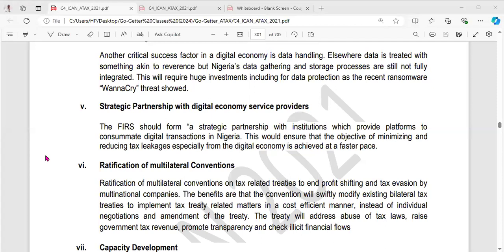Normally, if you want to do an advert on Facebook or YouTube, you must have a domiciliary account. You have Mastercard. You have all of that. It's a way of tracking.